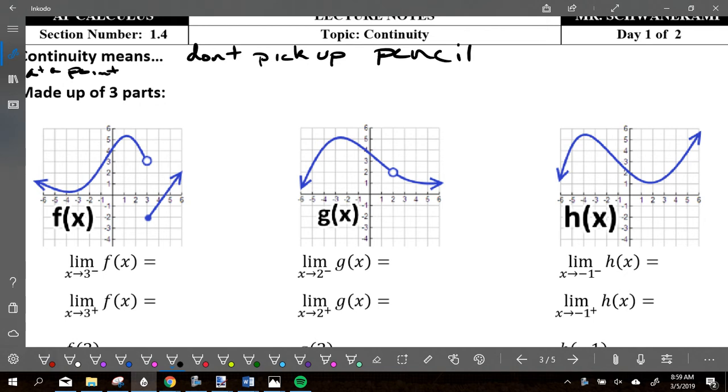H, because on F, you'd have to pick up your pencil because there's that big jump in the middle. And G, there's a hole. But H, it's a continuous graph. You could keep your pencil on the paper and go do the whole thing. And so just looking at it, that's easy. H is continuous. But we have to be able to talk about that in math terms.